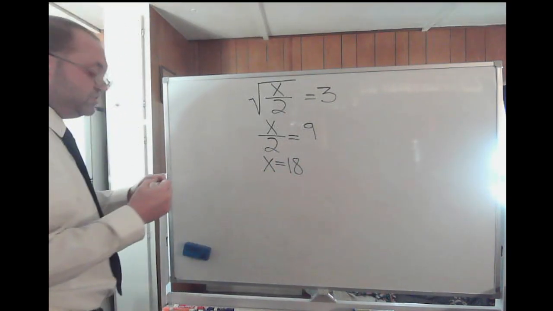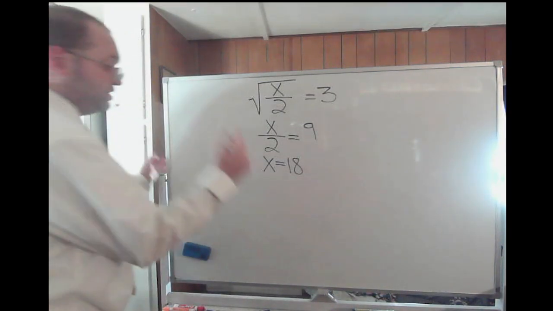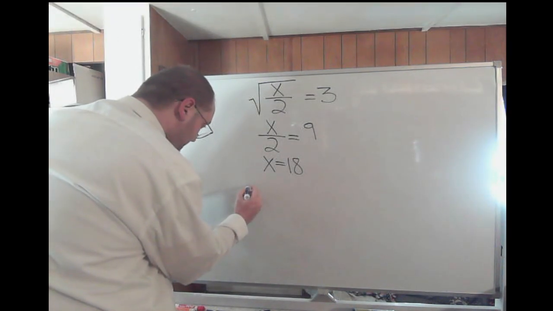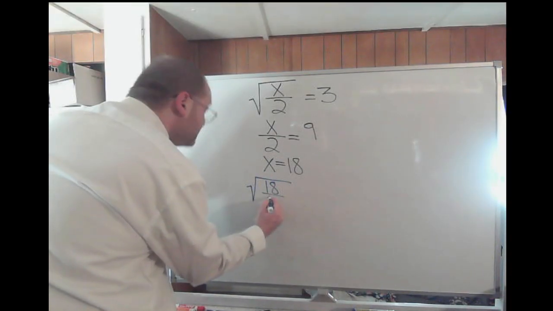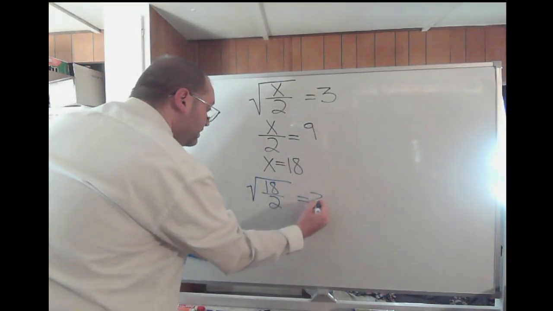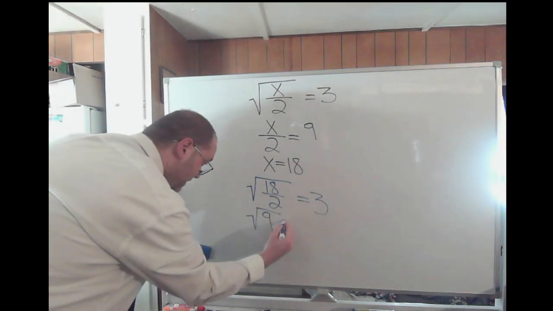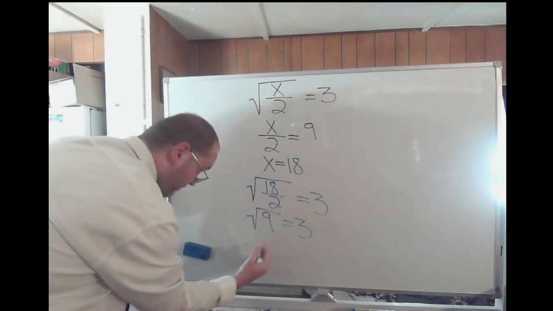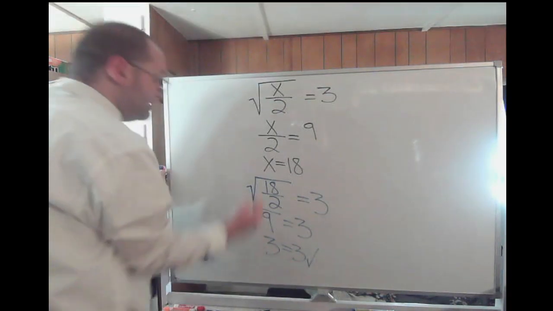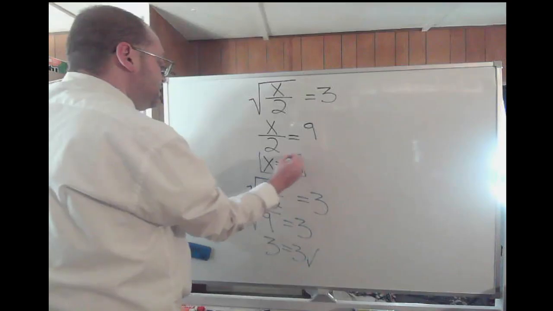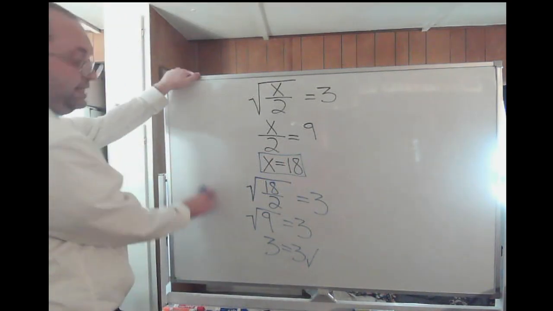But is 18 truly the solution? Well, let's put that in the square root where we see the x value. So you'll have the square root of 18 over 2. Is that equal to 3? Well, 18 over 2, that's 9. So now you have the square root of 9 equals 3. The square root of 9 is 3. So 3 equals 3. You have a true statement. So yes, x equals 18. That's exactly what you would get, x equals 18.